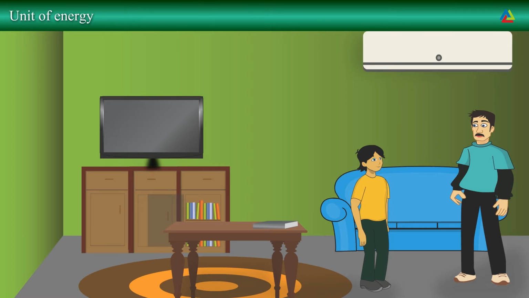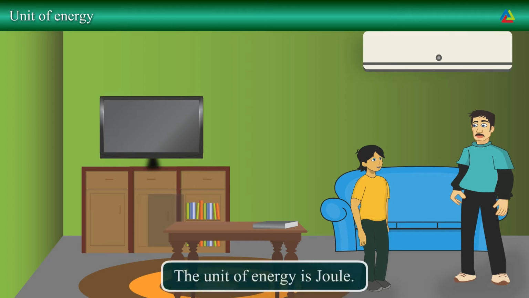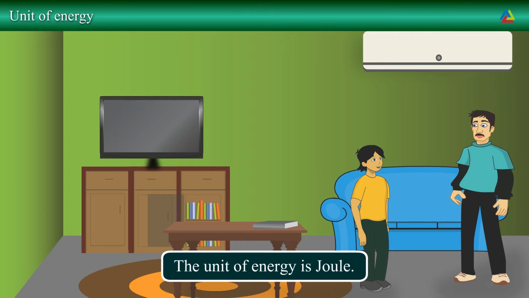But what about the unit of energy? The unit of energy is the same as that of work. Thus, the unit of energy is joule. 1 joule is the energy required to do 1 joule of work.